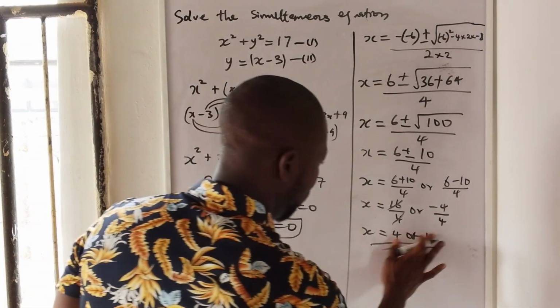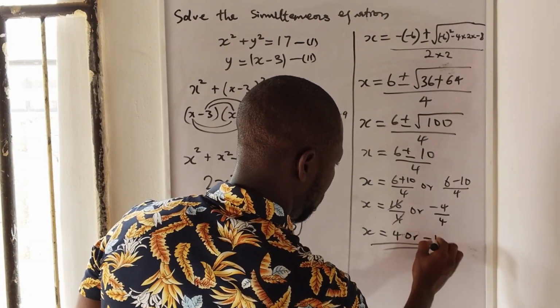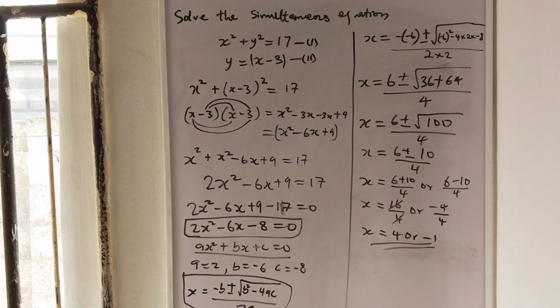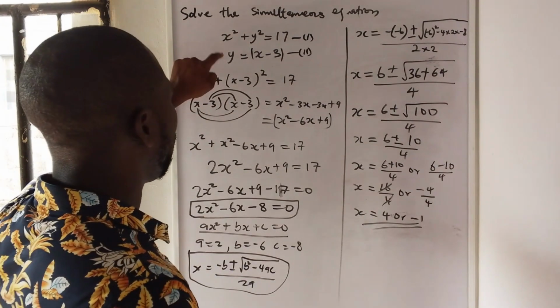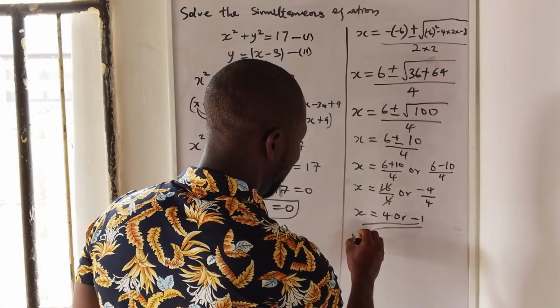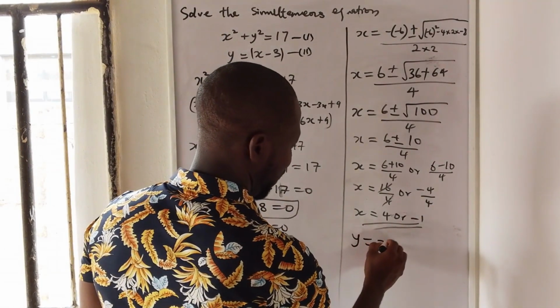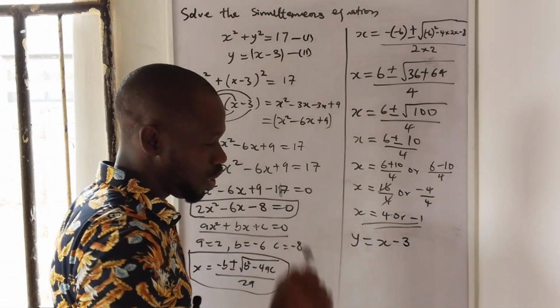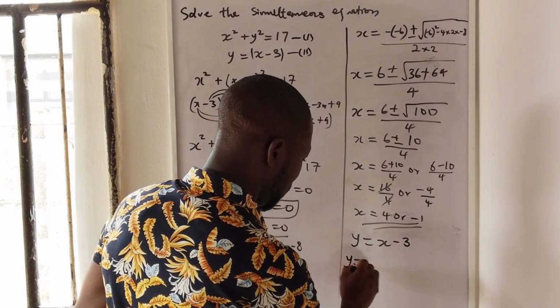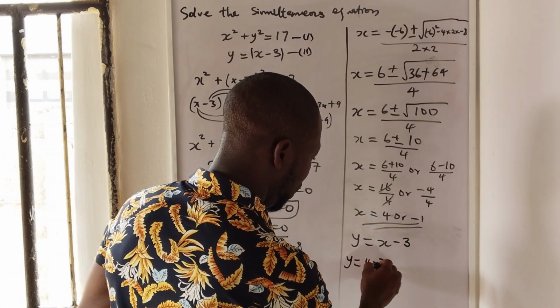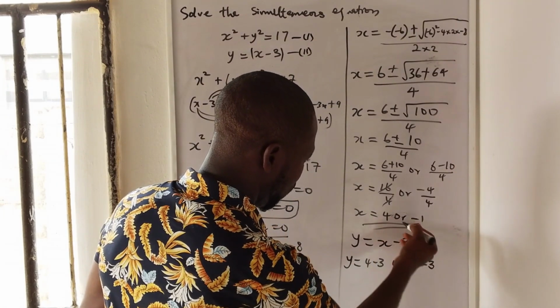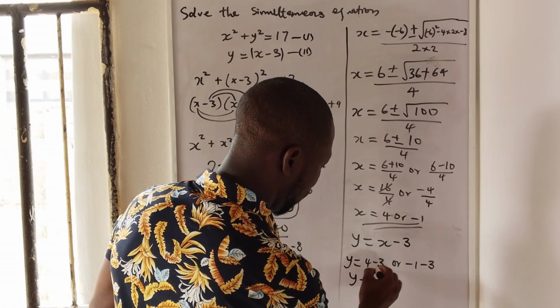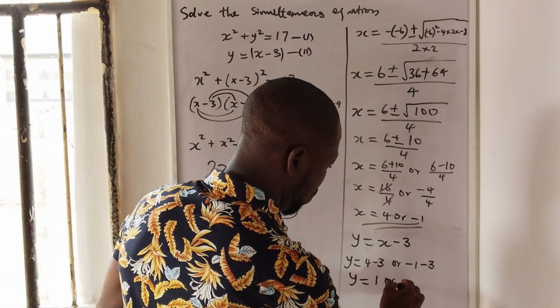So x is either 4 or minus 1. That's the final answer. That's the solution, that's the value of x. Now, we're supposed to look for y. From equation 2, we know that y is equal to x minus 3. So it therefore means that y is equal to 4 minus 3 or minus 1 minus 3, right? Because x is 4 or minus 1. So it then means that y is equal to 4 minus 3, which is 1, or minus 4.